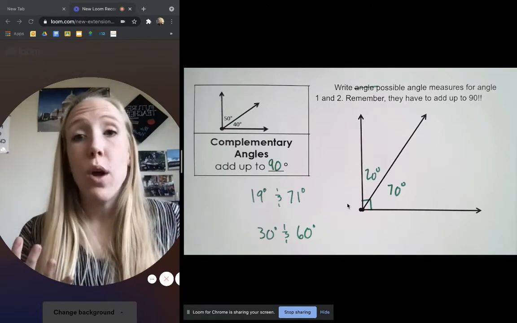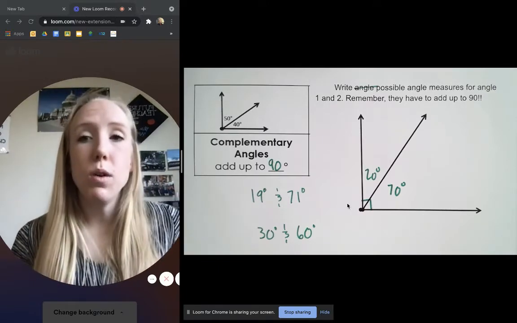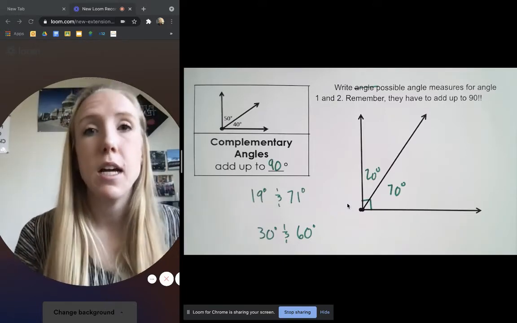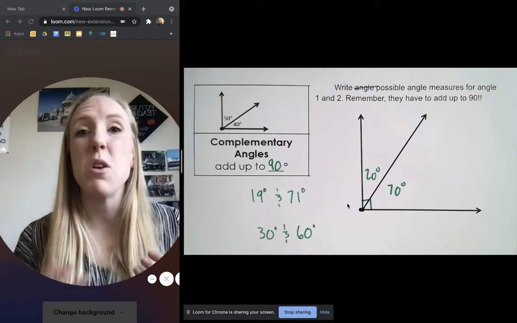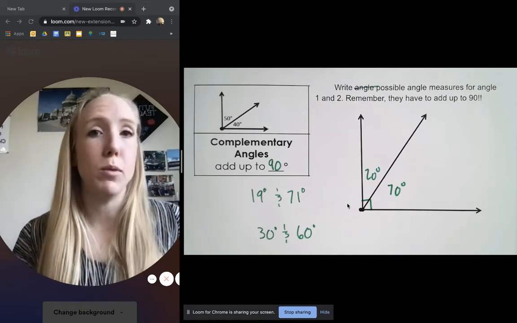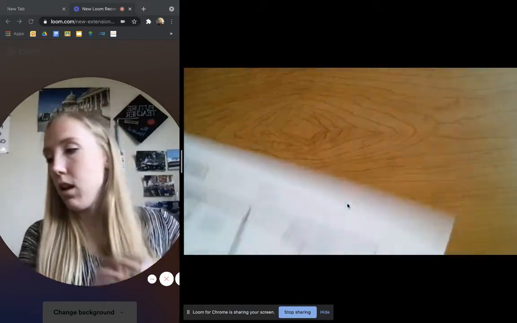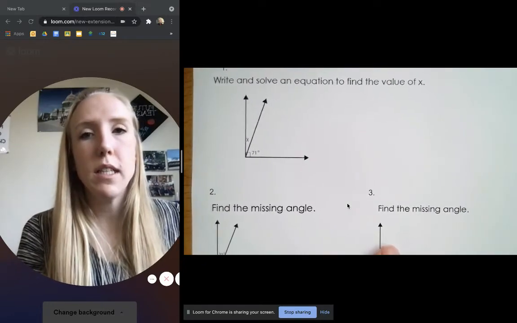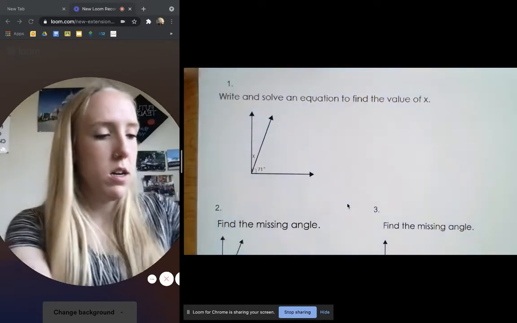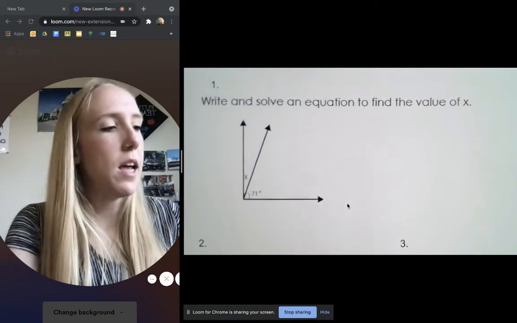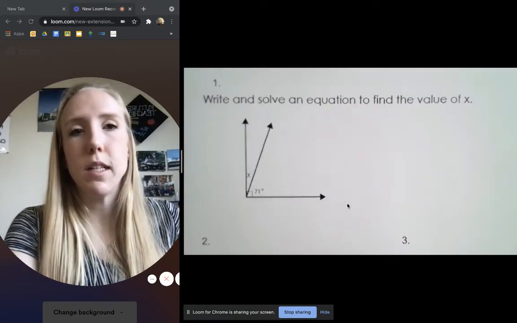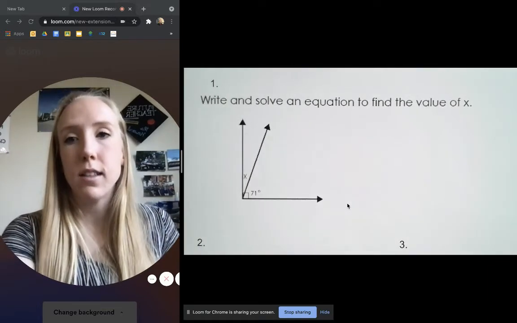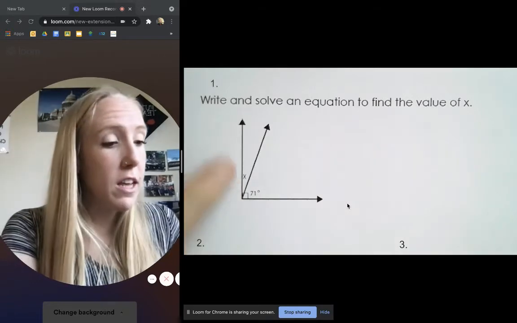Okay. So when we know that 2 angles are complementary, and then we know that equals 90, we can start solving problems with that information. So, for example, problem 1 right here, make sure we can see it really well. This says to write and solve an equation to find the value of x. So we have some pieces of information. These are 2 angles.